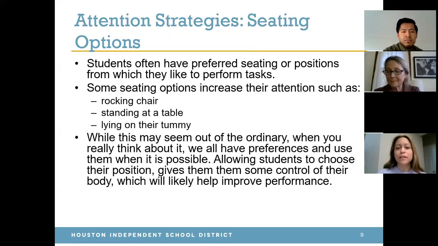So attention strategies, seating, and options. There's a lot of autism kids that are just everywhere, and sometimes they have problems sitting down and paying attention. So students often prefer seating or a position from which they like to perform their tasks. Some seating options increase their attention, such as rocking chairs, standing at a table, lying on their tummy, and that's all a lot of sensory seeking, but they need that sensory.